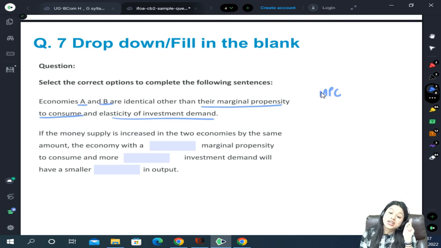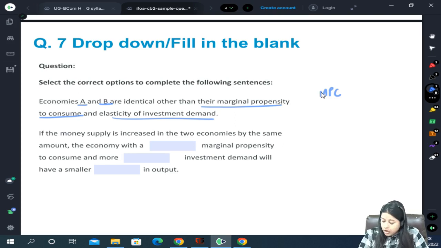So interest rate वाला concept, we haven't covered yet, maybe Shantini, you have completed this. So in elasticity of investment demand कब increase होते हैं? When the interest is low. If interest rates are low, companies will invest more, they will take loan and they will do investments, right? So उसका elasticity is different. MPC, marginal propensity to consume, is the additional consumption that you are making with one unit increase in your income, right? So that is different for the two economies.